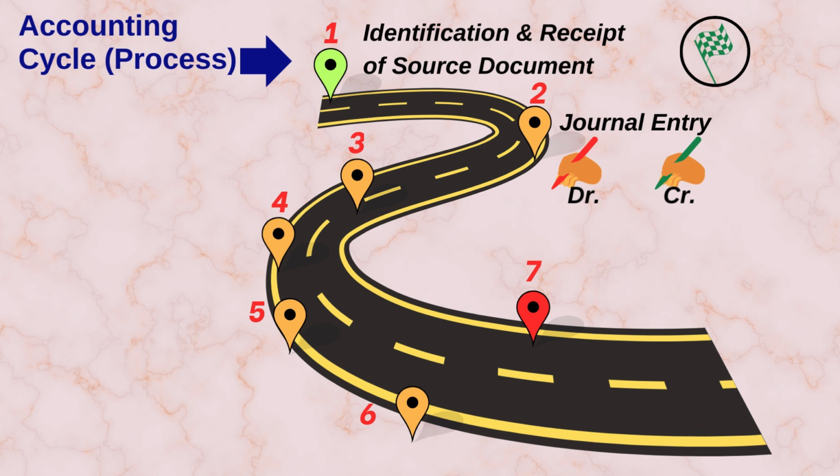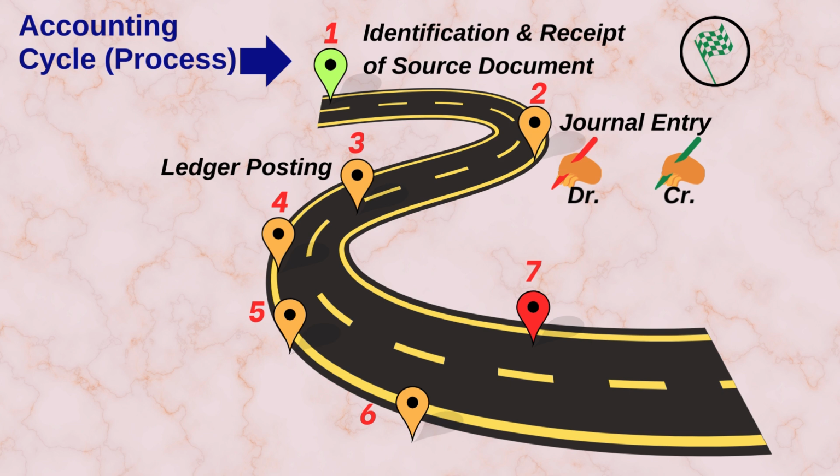After transactions are recorded in the journal, they are transferred to the general ledger accounts. The ledger contains individual accounts for each type of asset, liability, equity, revenue, and expense. Posting involves transferring the debits and credits from the journal entries to the appropriate ledger accounts, ensuring that each account reflects the cumulative effect of all the related transactions.